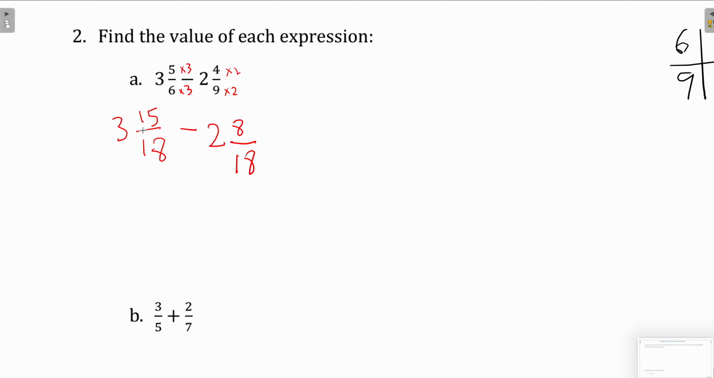Let's subtract the whole numbers. 3 minus 2 equals 1. 15 minus 8 equals 7. And we keep our denominator of 18. So that is our difference. That is our answer: 1 and 7/18ths.